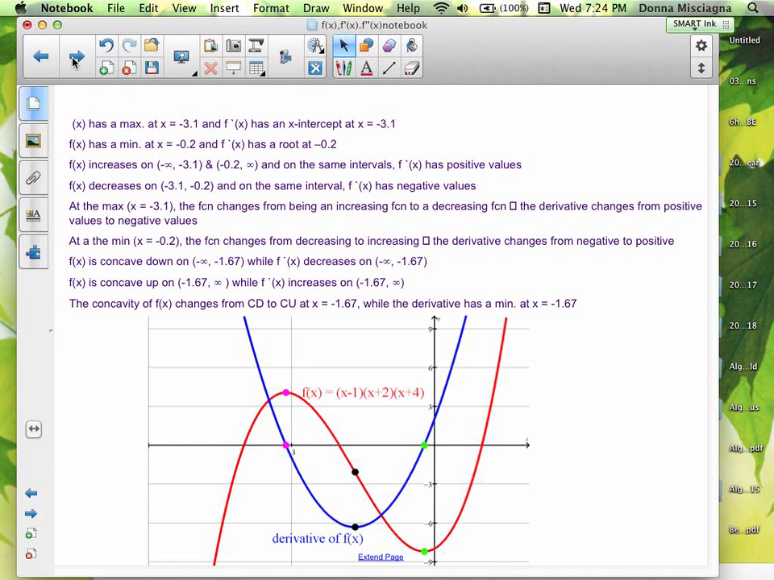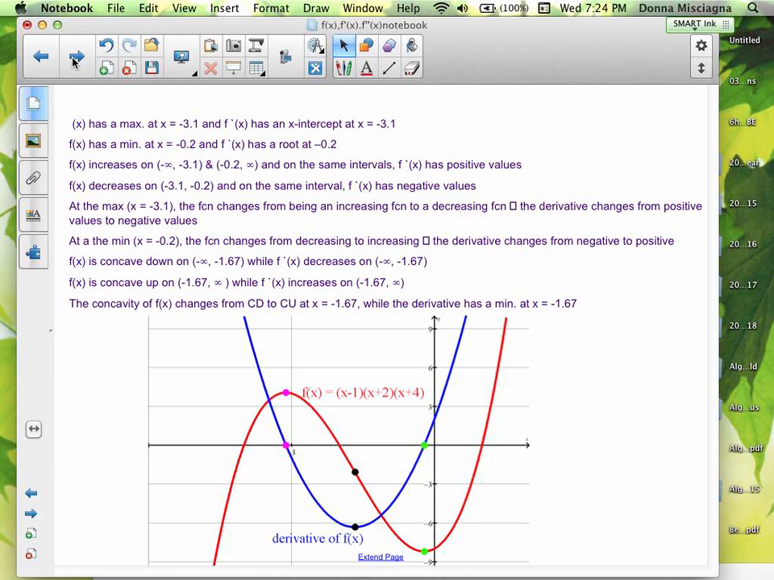All right, so f of x has a maximum at x equals negative 3, and the first derivative has an x-intercept at negative 3.1. That's what almost 3 was. F of x has a minimum at x equals negative 0.2, and the function has a root at negative 0.2. So that's where we were located. My hand was blocking so badly I couldn't see the scale at all.